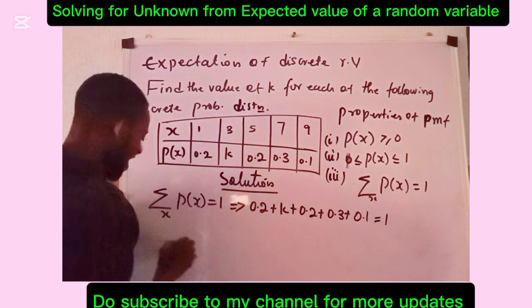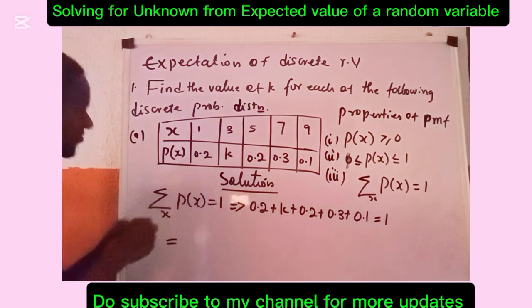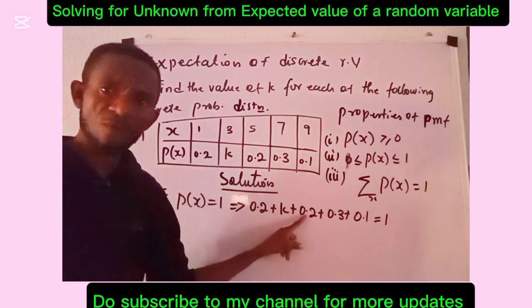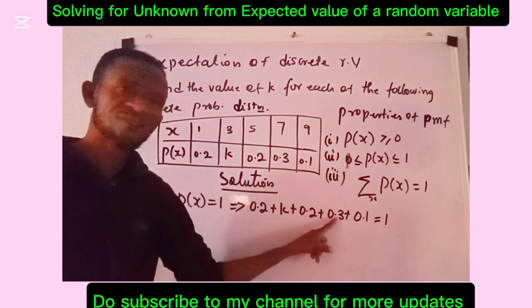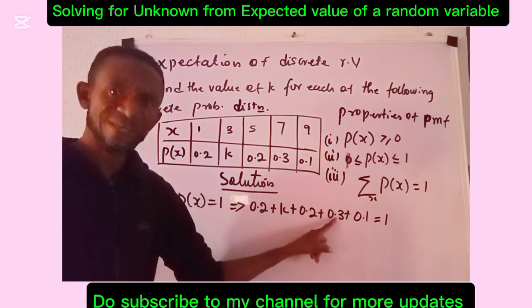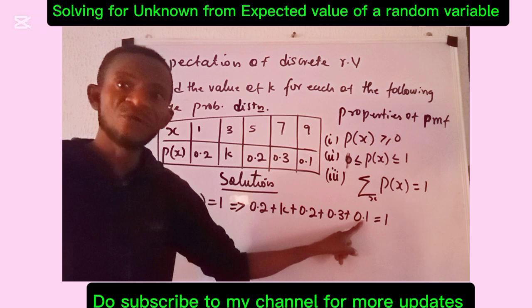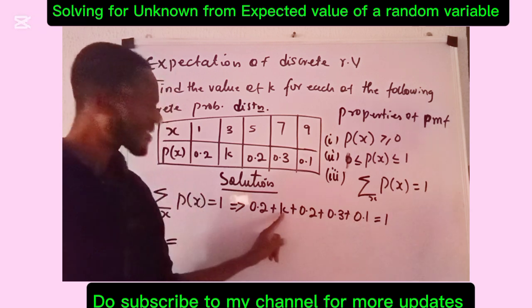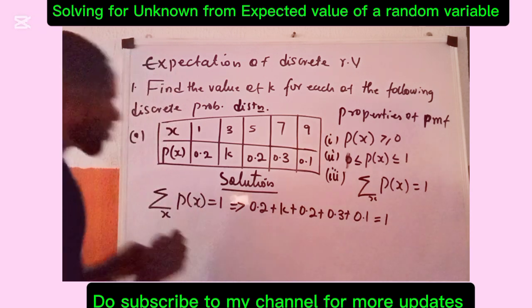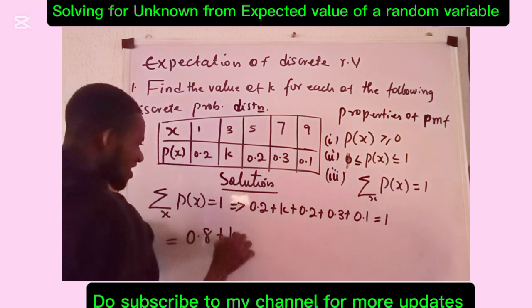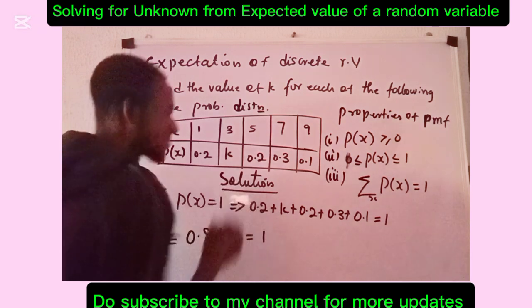So this implies, or this equals, 0.2 plus 0.2 is 0.4. Plus 0.3 is 0.7. Plus 0.1 is 0.8. But I still have this k here. So what I have now becomes what? 0.8 plus k equals what? 1.